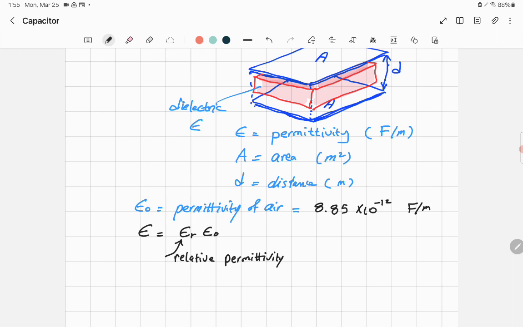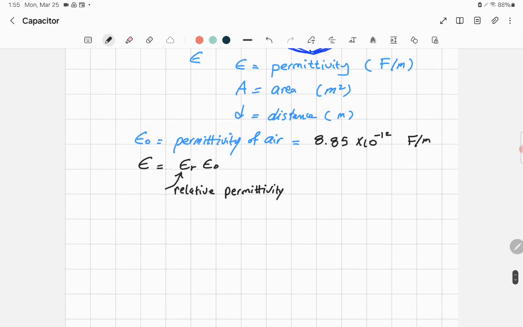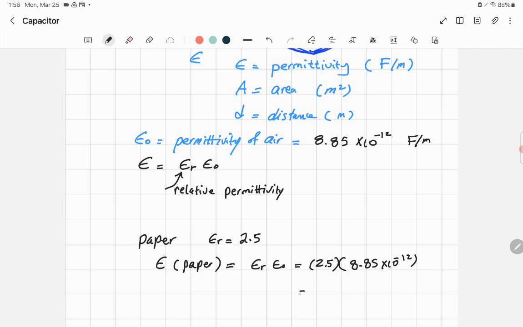For example, let me get the table, and I'm going to give you a table. But first we'll take one, like paper. This paper has epsilon R equal to 2.5. So if you want to find the permittivity of paper, you are going to multiply epsilon R times epsilon naught. Epsilon R for paper is equal to 2.5, multiplied by epsilon naught, which is a constant, 8.85 times 10 negative 12, given there. And you find the result. That will give you the total epsilon of this material.